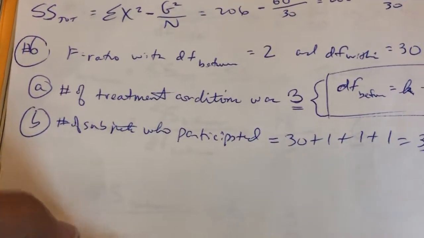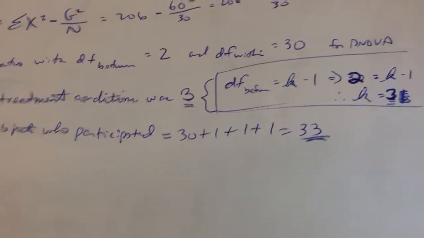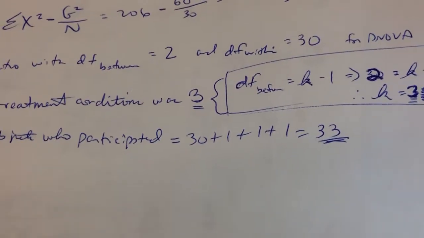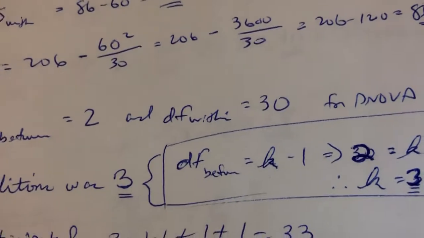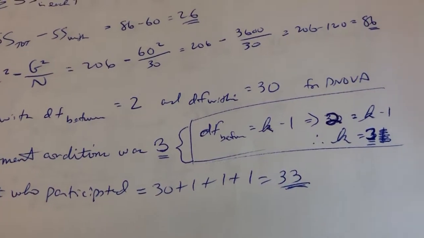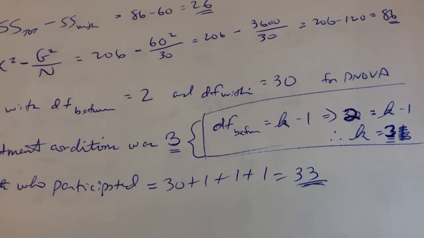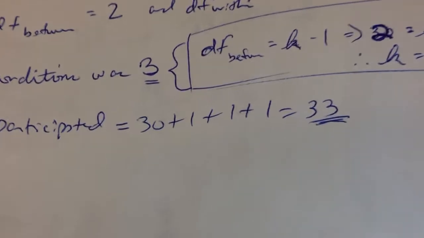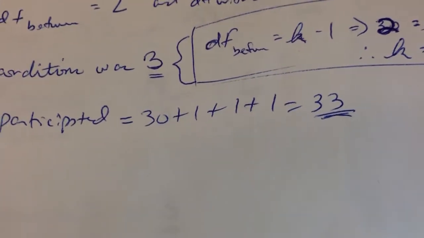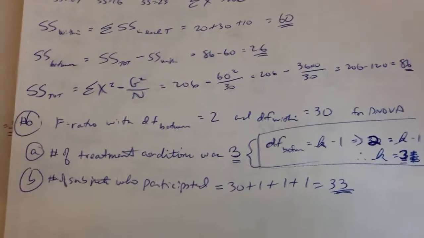And then the last one, the number of subjects who participated, is going to be the degrees of freedom, which is 30, but then you have to add back 1 for every treatment. So that'd be 33. This answer, I'm not 100% on, 33. It could be 32, but I'm pretty sure that's the correct answer.